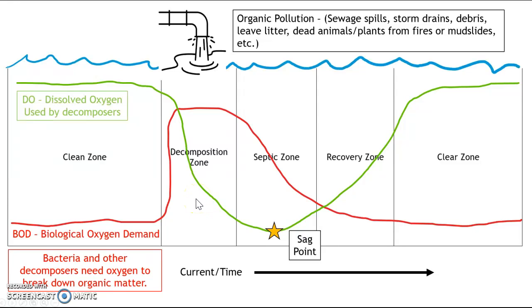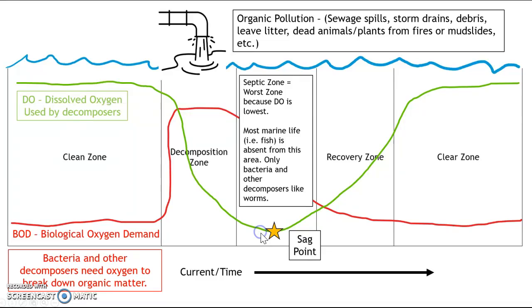This is why it's called a sag curve, because we show the sag of dissolved oxygen in a stream or a river or marine body of water. The sag point denotes our lowest level of dissolved oxygen in our water. So we also equate that to the worst zone for marine life because our oxygen levels are so low. The marine life you'll find here is not going to be things like fishes and marine mammals, because there is not enough oxygen for them. We're really only going to find bacteria and other decomposers like worms that are actually doing the decomposition of this organic pollution that's been dumped.